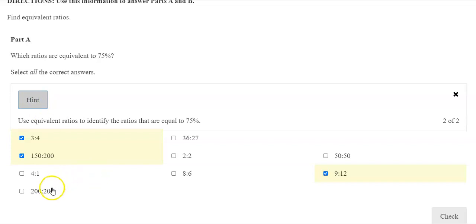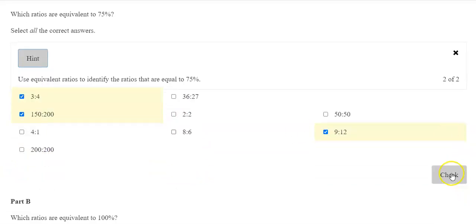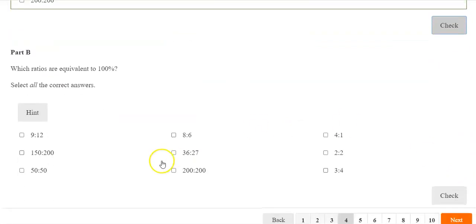Another way, I know that the 200 to 200 and 50 to 50 aren't right, and the 2 to 2 aren't right because they're both the same numbers. And then the other 3 are not right because the first number is larger, and we need the second number larger. Okay, now we're looking for the ones for 100. To be 100, it has to be the exact same number on both sides.